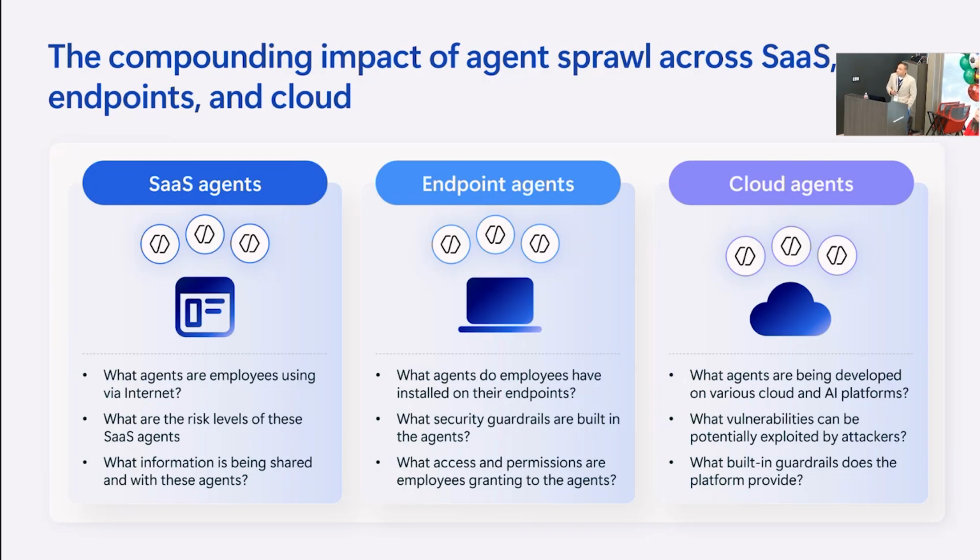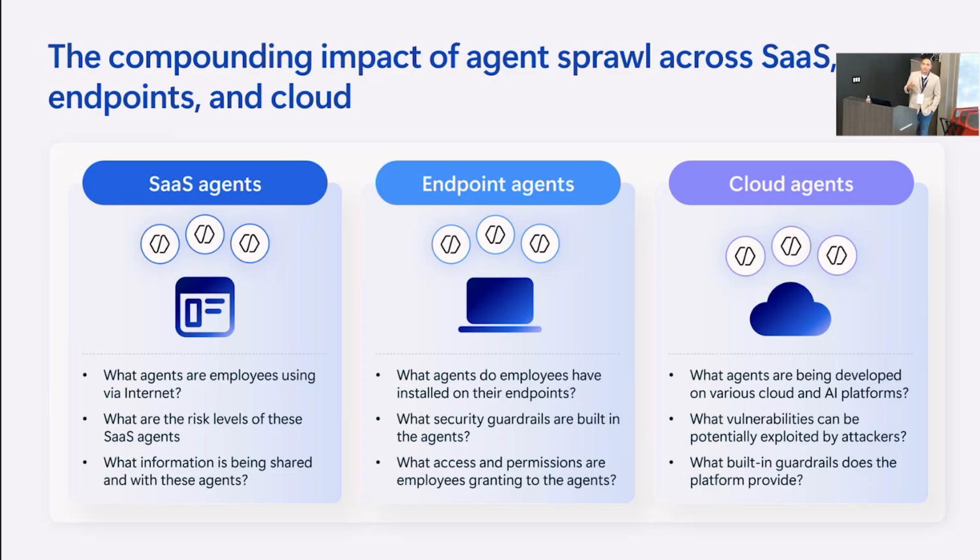For those endpoint agents, what's being installed? I don't know if anybody's seen any of the YouTube videos on installing OpenClaw, right? You've got to get some kind of device to install it, right? And OpenClaw is an autonomous agent, right? And is this installed anywhere in our fleet? Do we have visibility to know if it's in our environment? So asking questions, what security guardrails are built into these agents and what access and permissions are the employees granting to the agents, right?